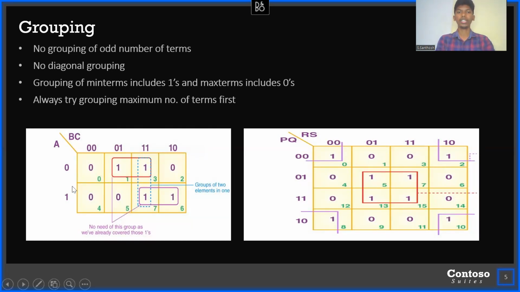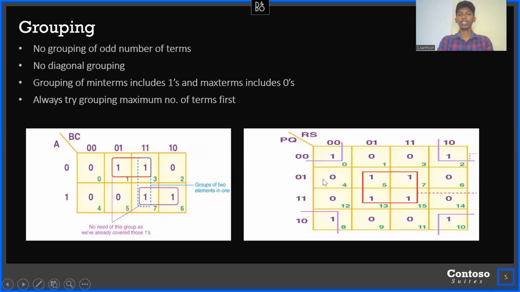So as I said before, for SOP you will group ones, and for POS we'll be grouping zeros. And always try grouping the maximum number of terms first. So no matter how many values you have, you should first see where you get the maximum grouping. That is, first you should go for octet grouping, that is, you should have 8 numbers grouped. And if you don't have anywhere where you can group eight ones or 8 zeros together, you need to go for 4, and then 2, and then 1.